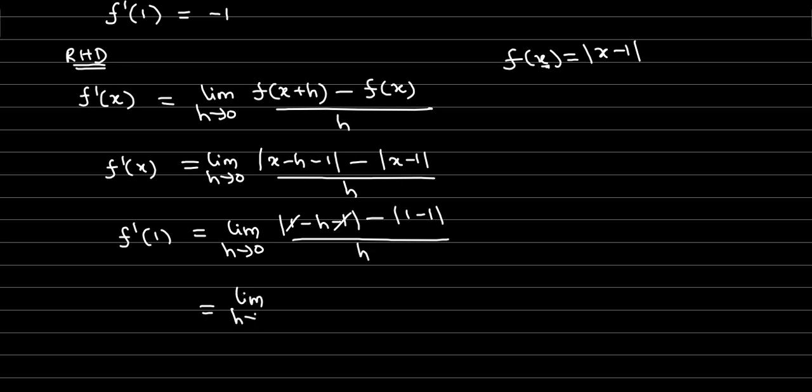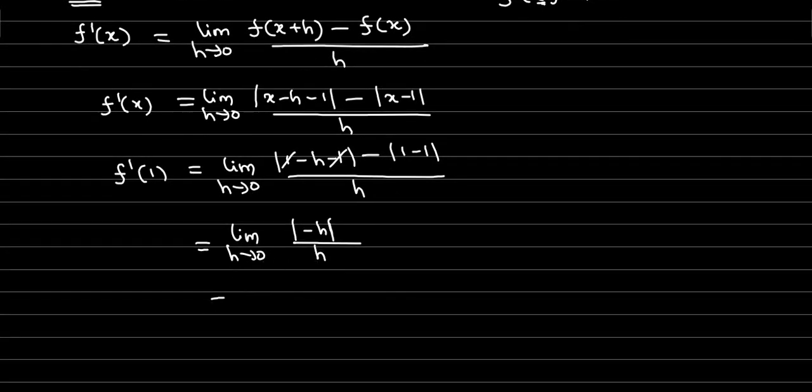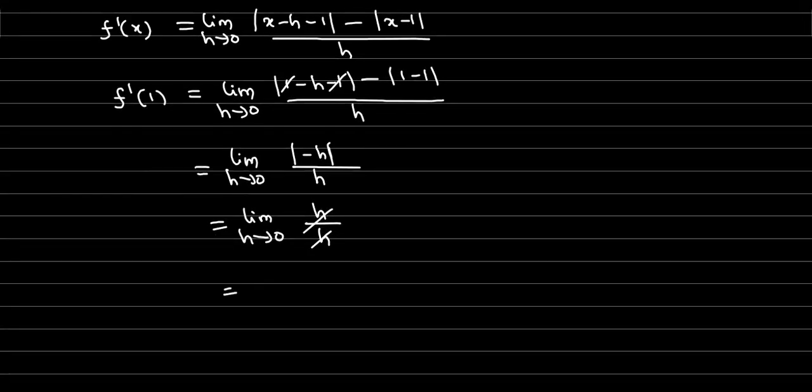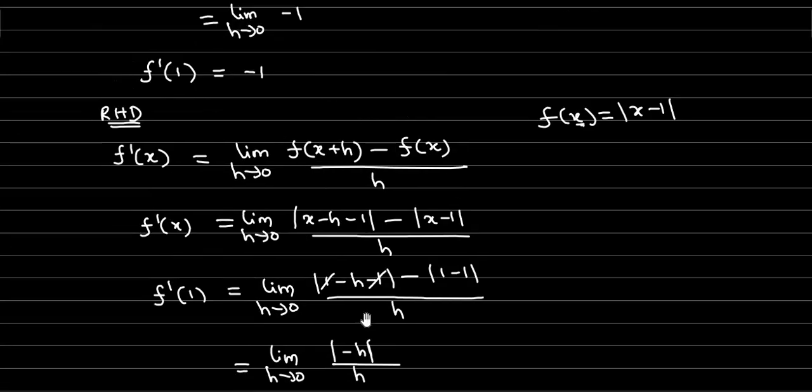Now limit h is approaching 0. You will have modulus of h in the numerator divided by h. Since it's a modulus, we have to take only the positive term. So it gives you only positive h divided by h. h cancels. Then limit h is approaching 0, 1. The result is 1. Since it's a constant function, applying the limit gives the same result, which is 1. So f dash of 1 is 1. So let's take this as equation 2 and the left hand derivative result as equation 1.